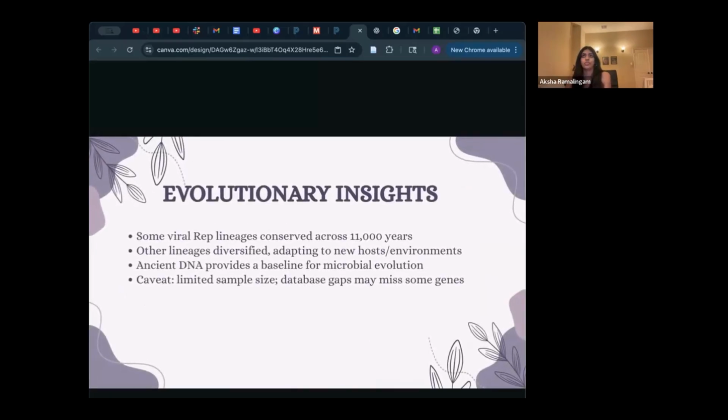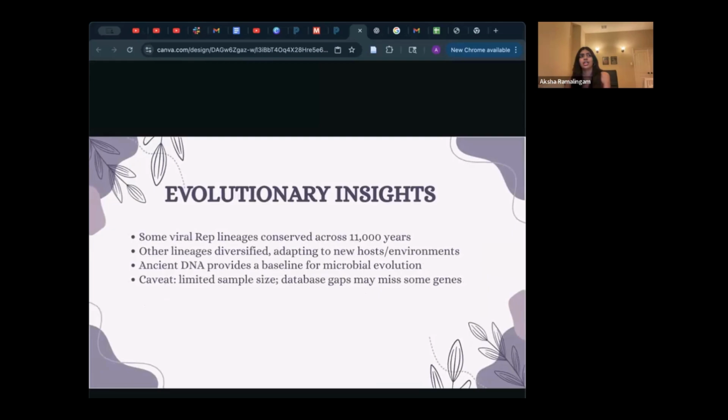So for some of our results, some evolutionary insights would be how our phylogenetic analysis shows some viral replication proteins that have stayed almost the same for thousands of years. This suggests that they are essential for the virus's survival, and that changing them too much would likely stop the virus from working. On the other hand, some reps have evolved and changed and have probably had to adapt to new hosts or environments. And studying this ancient DNA is giving us a rare look at how these genes have evolved over time.